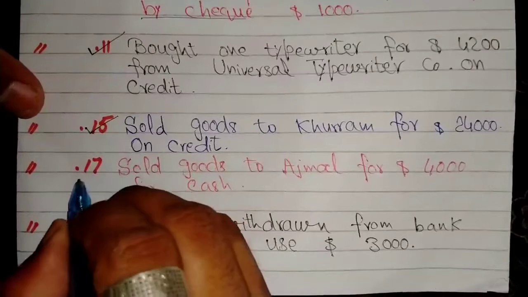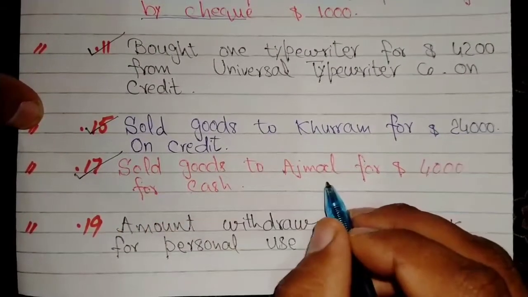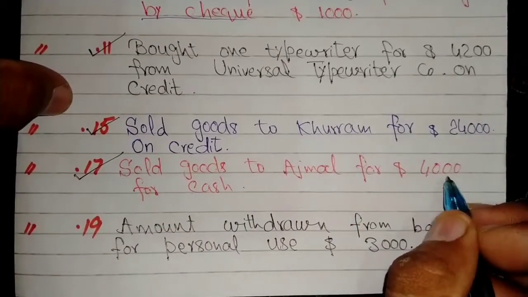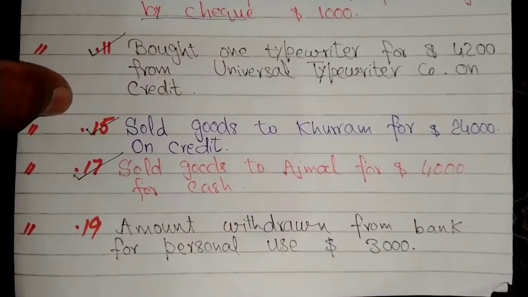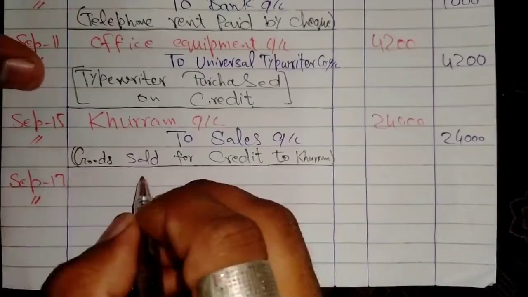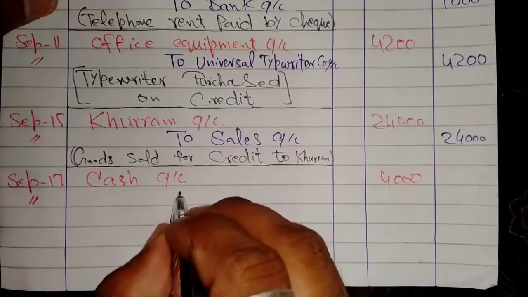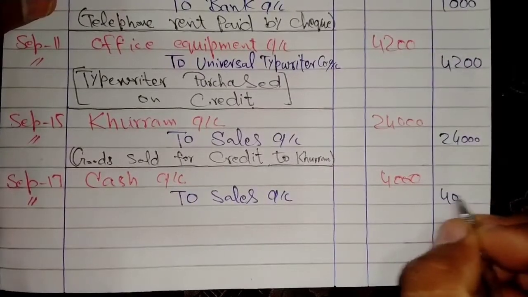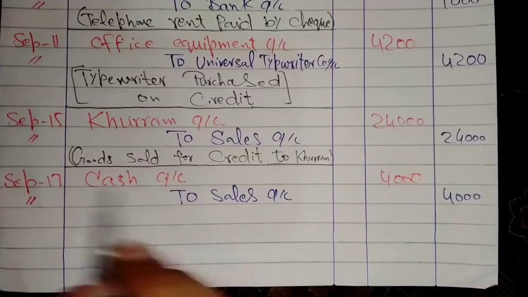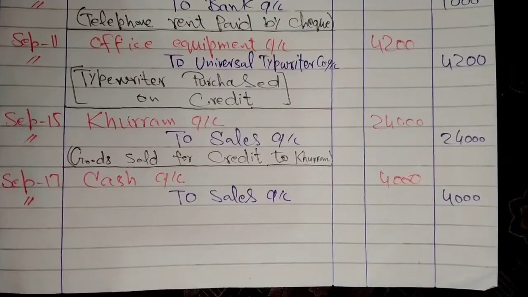Next transaction, dated 17th September 2005, is goods sold to Ajmal. This is the customer of the business, for an amount of $4,000 on cash basis. September 17th, 2005, cash account debit to sales account with the same amount, $4,000, because these are sales done on cash basis. So cash account will be debited, sales account credited, with description: goods sold for cash.